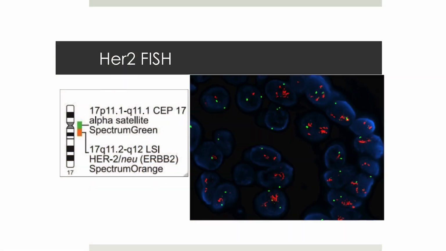If it's equivocal, we reflex to FISH, which is a different type of test that uses chromogens that attach. There's one that attaches to the centromere of every chromosome, and that's the green one. And then there's the one that specifically looks for HER2, and we're looking for increased expression. So it's positive if there's increased orange or red staining relative to the green. Normal cells would just have a 1-to-1 ratio.